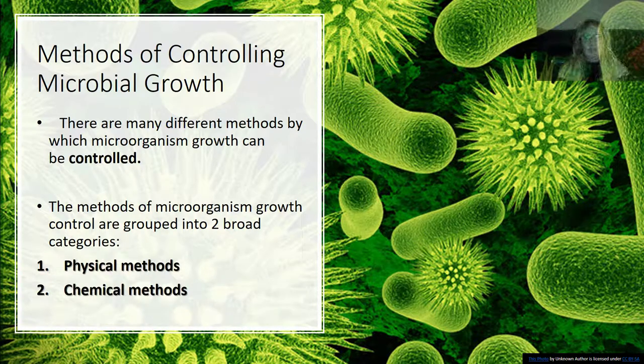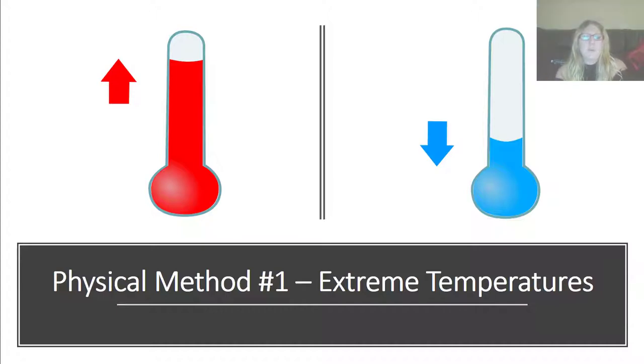So how do we do this? There are methods of controlling microbial growth. There are a lot of different methods. This would be an extremely long presentation if I went through them all, so we're just going to choose a few to discuss. The methods of controlling the growth of microorganisms are grouped basically into two broad categories. The first category is physical methods, and the second is chemical methods. So the first method is to use extreme temperatures.